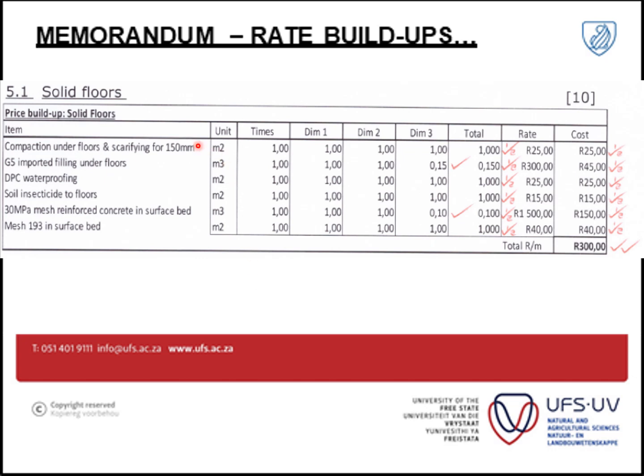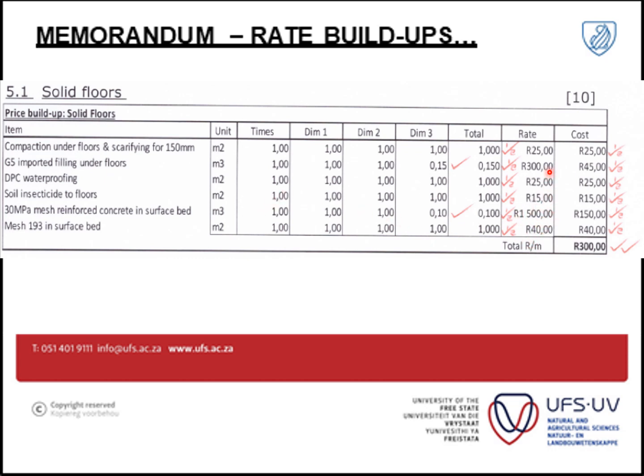So the question was for solid floors, you have to refer back to your elemental guide on what is included in your solid floors. So we've got the compaction underneath the floors, we've got our G5 material imported, our DPC, soil insecticide to the floor, our 30 MPa concrete, and then we've got our mesh reinforcement. Here you can see I've added the units that it is usually measured in, but we're converting it into a per square meter rate. Okay, so very straightforward.